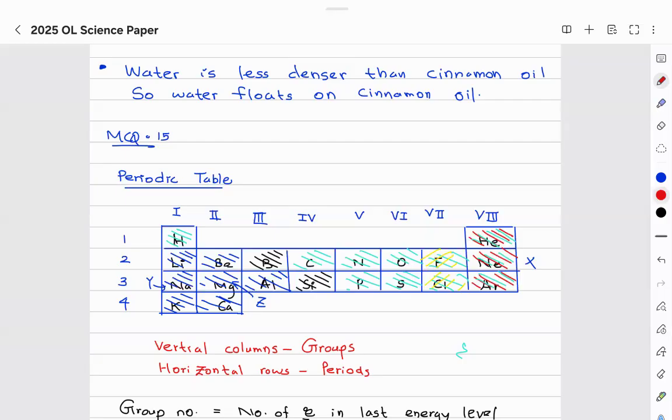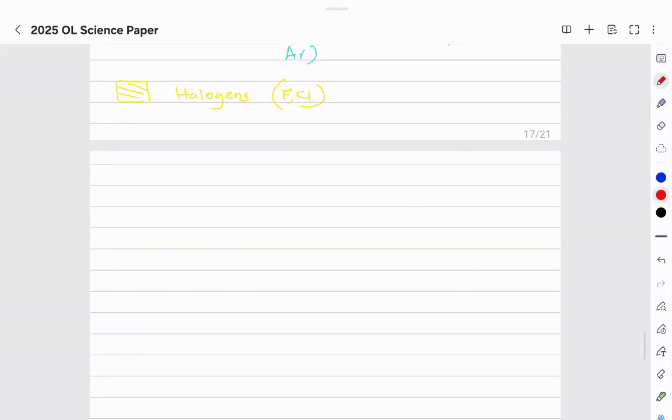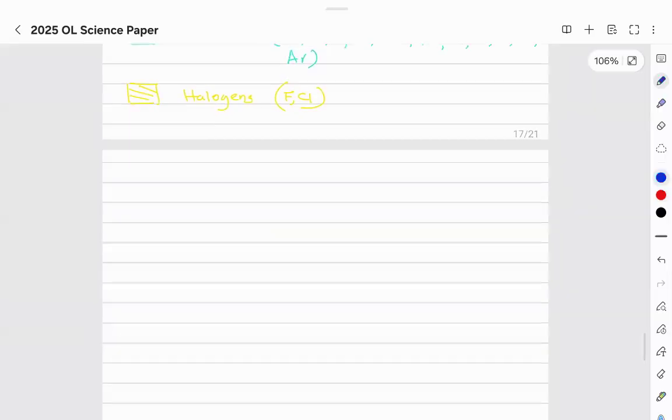So Z is actually second group: beryllium, magnesium, calcium. Beryllium is producing beryllium 2 plus, magnesium is producing magnesium 2 plus, and calcium is producing calcium 2 plus. So therefore, the element Z should be second group. Okay.